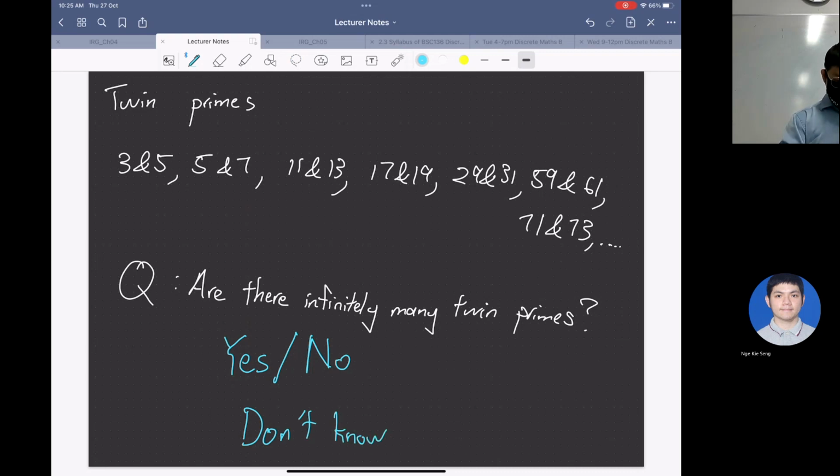So this one is still open. This is an open question. Maybe you can try to find it, you can try to prove it. If you found it, maybe you can change the world of cryptography, because we only rely on primes now.